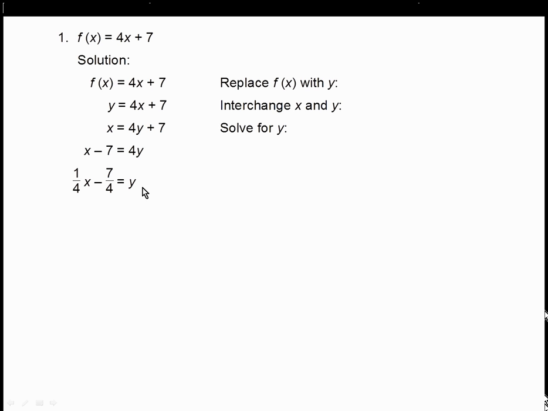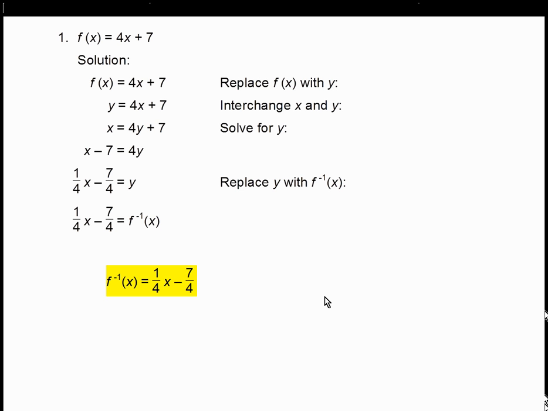If you want to, you can do like I did here. Have 1/4 x minus 7/4 is equal to y. That way you can actually see the m, the slope, and the y-intercept of -7/4. Okay, so we've completed step 3. Remember step 4, replace y with f inverse of x. So I'm going to have 1/4 x minus 7/4 is equal to f inverse of x. Again, we like to have the function on the left, so let me just switch the ordering and have f inverse of x equals 1/4 x minus 7/4. There's your final answer. Now again, you could also write it as x minus 7 all over 4. Your choice.